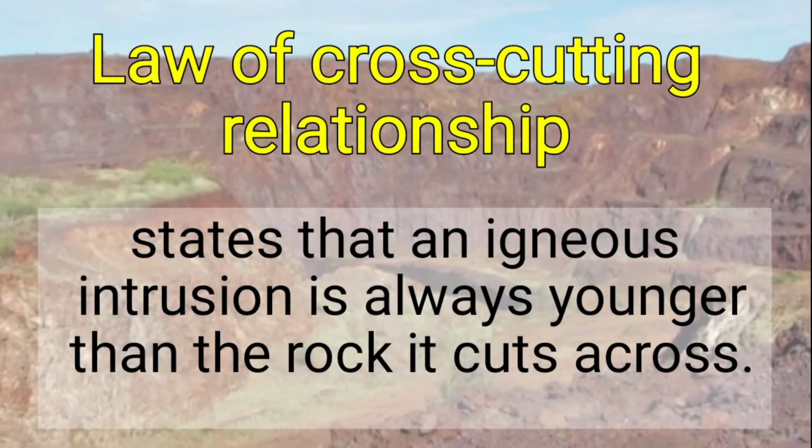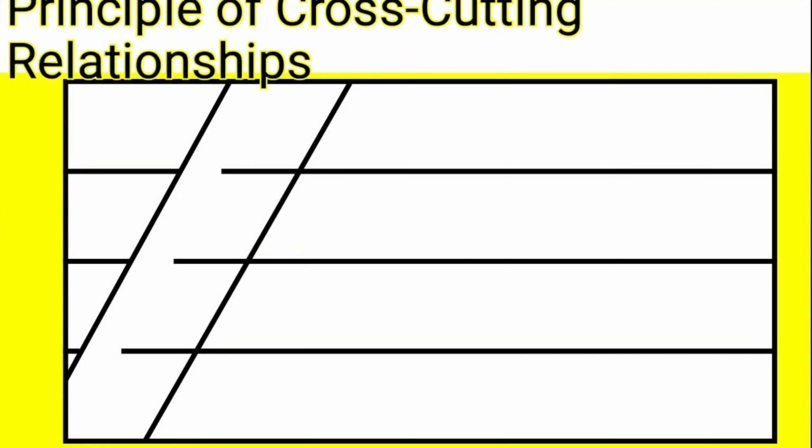Next law is the law of cross-cutting relationship. It states that an igneous intrusion is always younger than the rock it cut across, meaning the one that cut the layer is younger than the one that has been cut by that layer. Okay, example of that is this one.